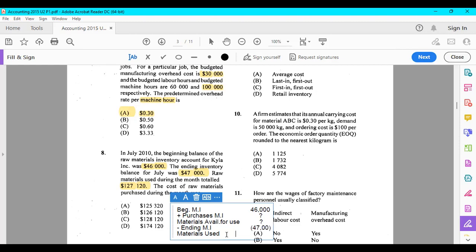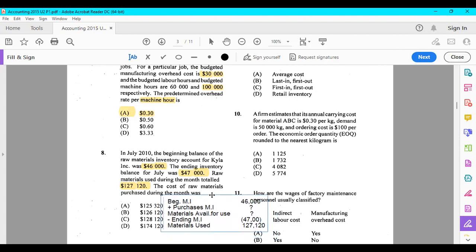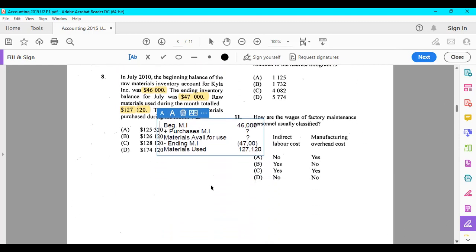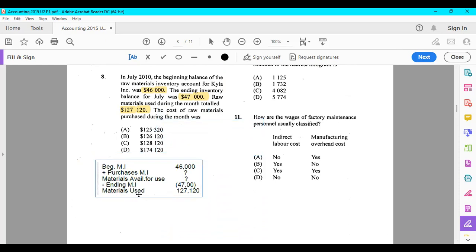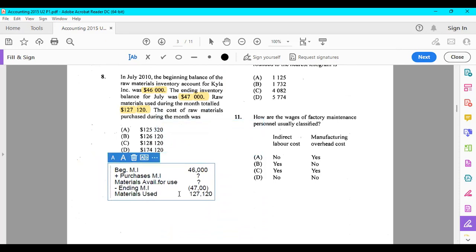And then we end up with materials used of $127,120 based on the question. I got that from the question, so don't ask where I got it. All right, good. So let's solve for what we do not have. Let's work backwards. We're working from bottom to top.